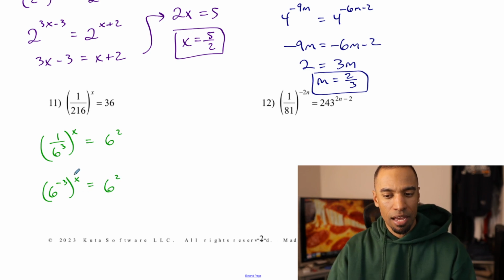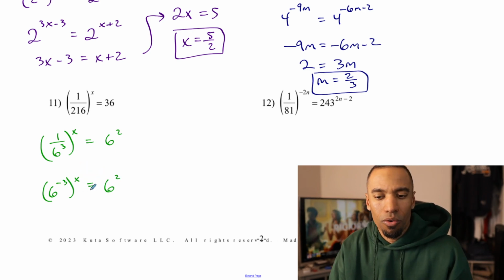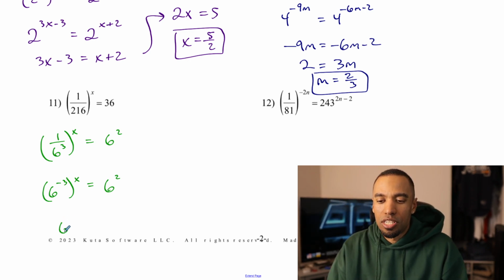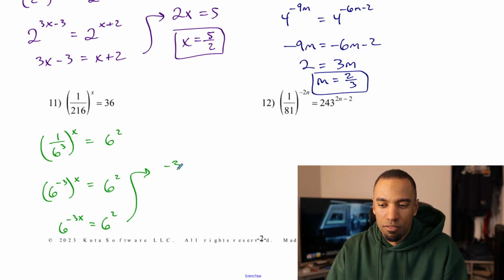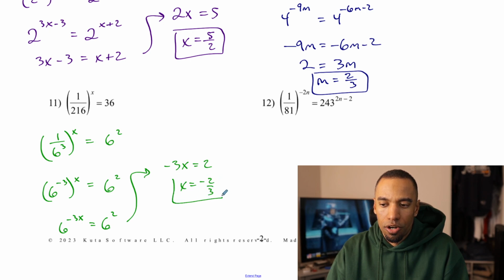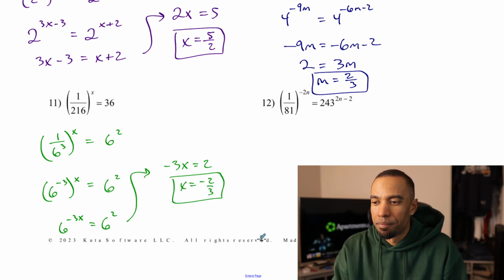Notice the x still on the outside. Don't get rid of the x. It's the whole thing you're solving for. Negative 3 times x is negative 3x, now that you've seen that a couple times. And we're getting another 2/3. It looks like it's negative 2/3 this time. Negative 2/3. Hey, fraction ain't going away, right?